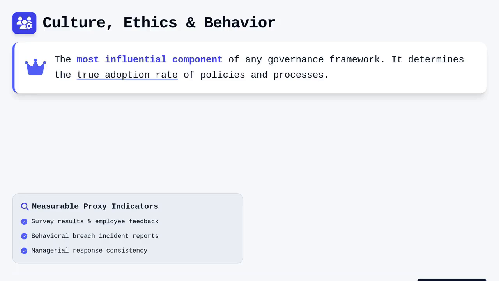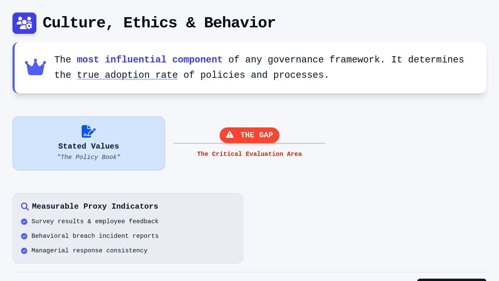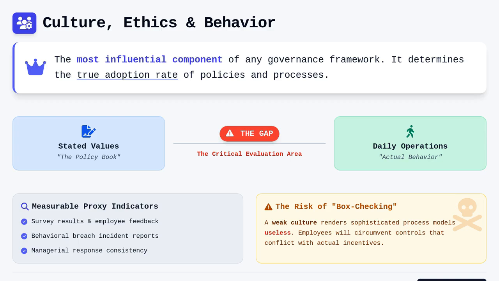When we evaluate this, we are looking for the gap between the stated values of the enterprise and the actual behaviors observed in daily operations. A weak culture can render even the most sophisticated process model useless because employees may find ways to circumvent controls that do not align with their actual incentives or behavioral norms. Setting maturity levels for culture requires a high degree of honesty in evaluating whether the governance environment encourages accountability or merely facilitates box-checking exercises.